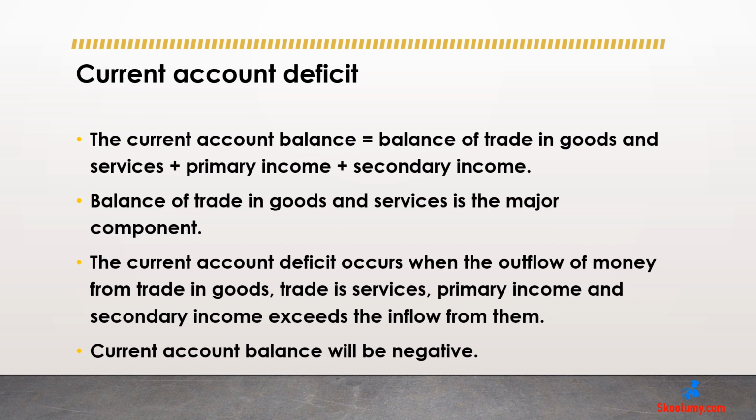Current account deficit. The current account balance is the sum of the balance of trade in goods, balance of trade in services, primary income, and secondary income. The sum of the balance on goods and the balance on services is also called the balance of trade in goods and services. Therefore, the current account balance can be restated as the sum of the balance of trade in goods and services, primary income and secondary income.